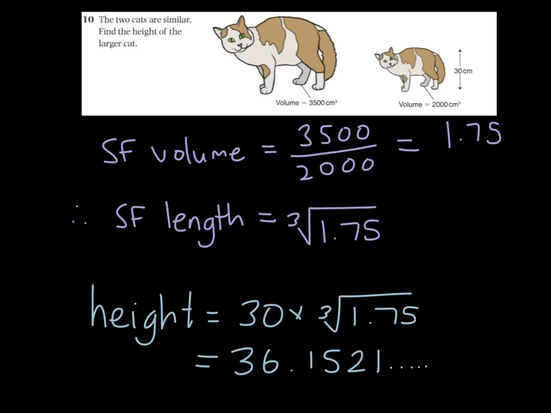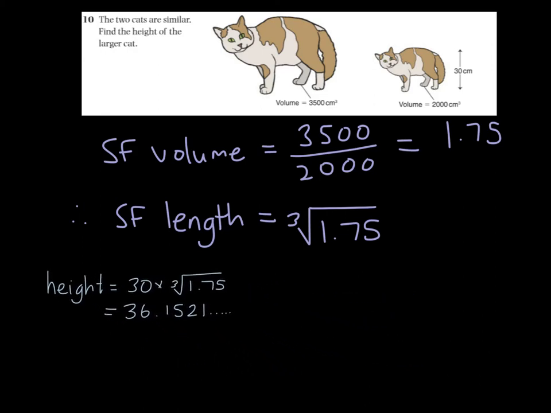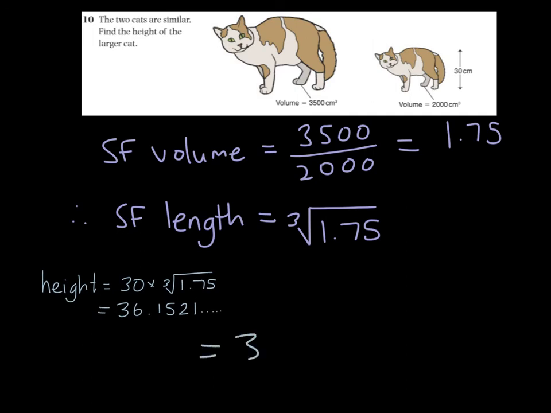I'm going to round this number to 3 significant figures. So my height of the larger cat is going to be 36.2 centimeters, rounded to 3 significant figures. Now there's an idea, remember to do this in your exam: write down the unrounded answer first of all, and then do your rounding to the degree of accuracy that the question's asked.